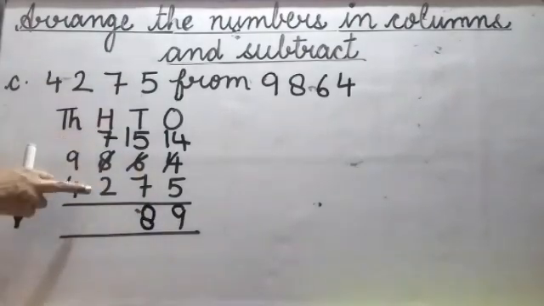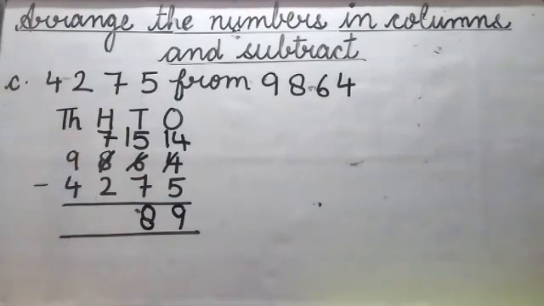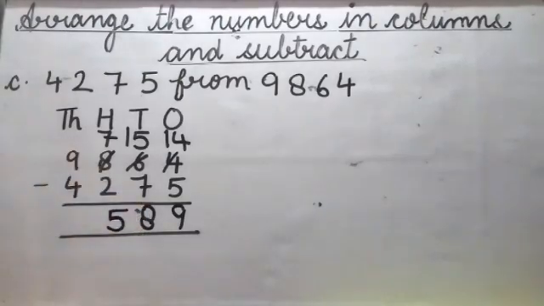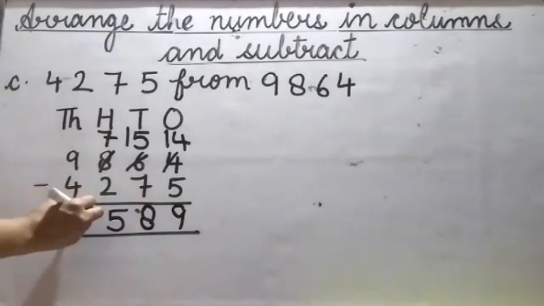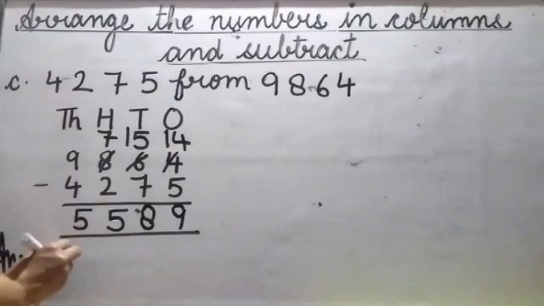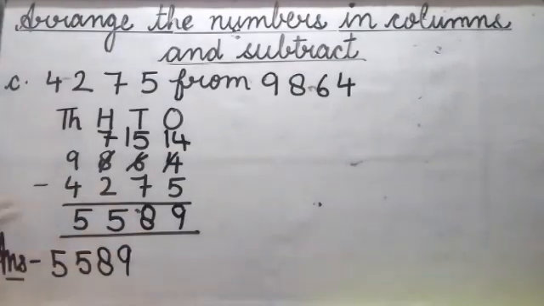Next, 7 minus 2. 7 is bigger than 2. So children, no need to take borrow. 7 minus 2 is equal to 5. Next is 9 minus 4. 9 minus 4 is equal to 5. So the answer we get is 5589.